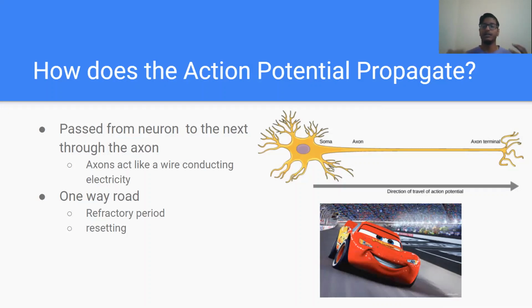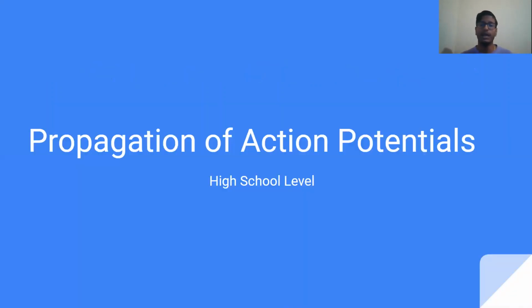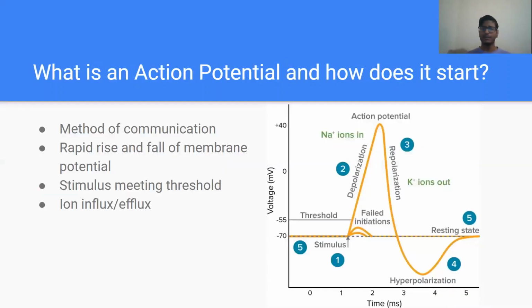So the spikes restrict him from moving backward, but they don't limit him from moving forward. And that's a lot like the axon because the action potentials move forward and they don't come back, they don't go the other way. So now at a high school level, an action potential is the method of communication that the body uses through the transport of electrical signals.